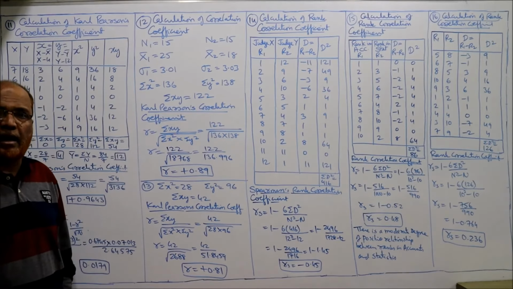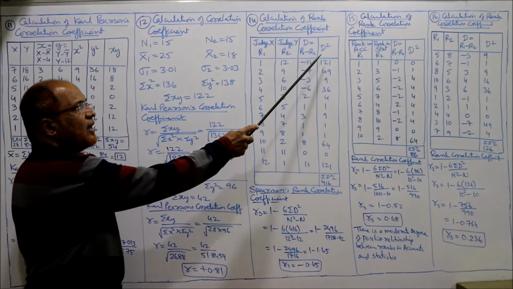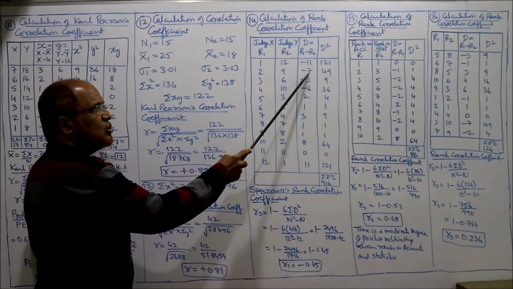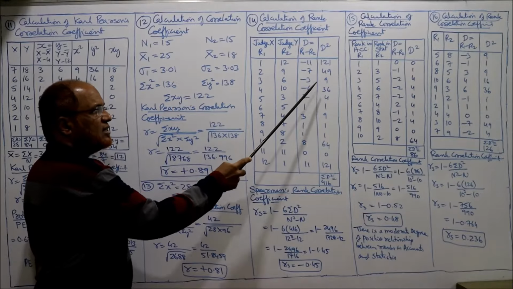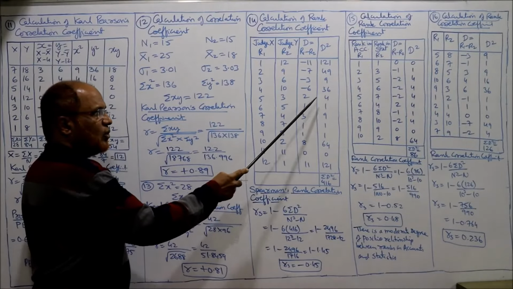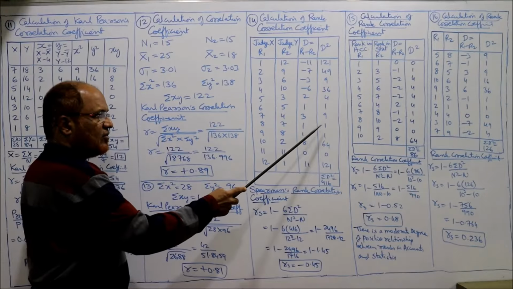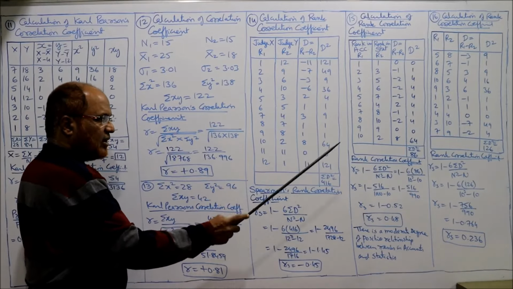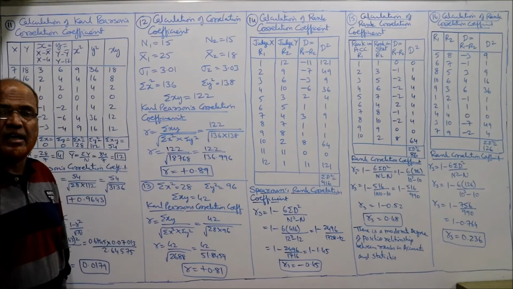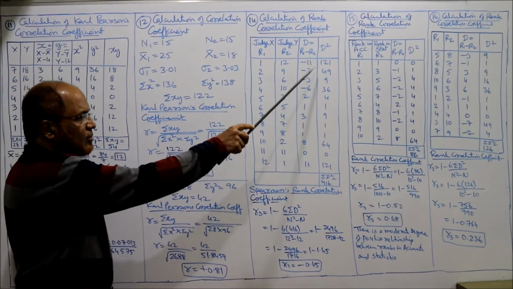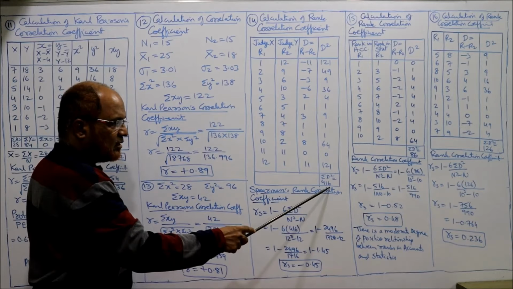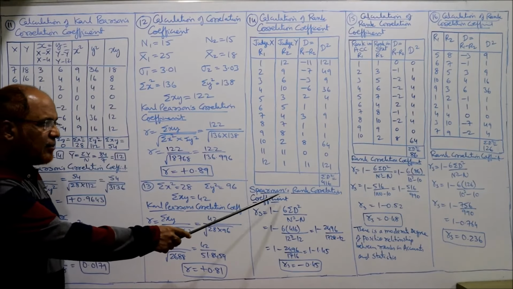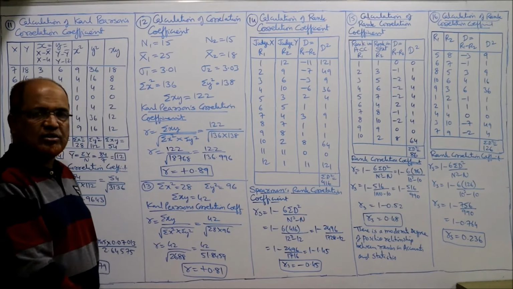Now square D. So 11 into 11, 121. 7 into 7, 49. 3 3s are 9. 6 6s are 36. 2 2s are 4. 1 1s are 1. 3 3s are 9. 1 1s are 1. 1 1s are 1. 8 8s are 64. 0. 11 11s are 121. We have squared the differences. Take the total, summation D square, 416. Now Spearman's rank correlation coefficient.